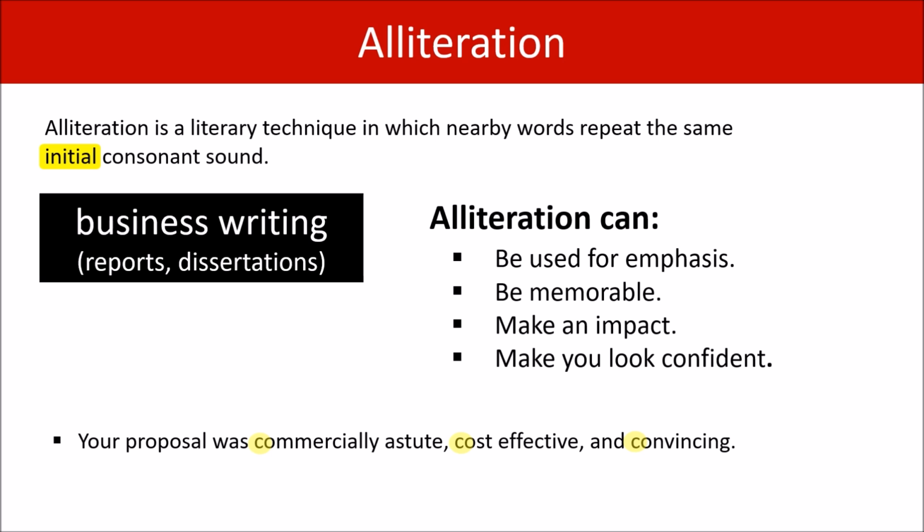If you overuse alliteration, it can look childish. But used in moderation, it can bring all of those benefits listed. So, have the confidence to use alliteration, but also remember not to make it sound childish. If you look at this example, the words your, proposal, was, astute, effective, and do not start with the letter C. But yet, it is a good example of alliteration. Let's get rid of that.